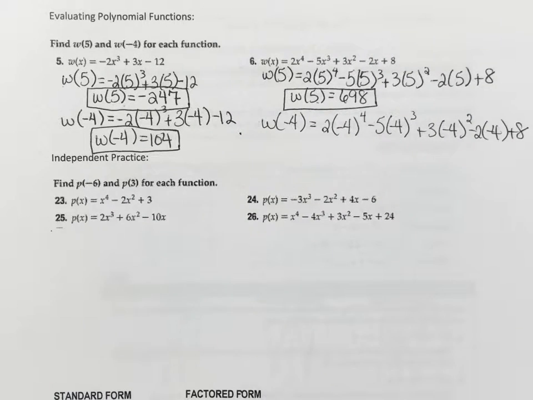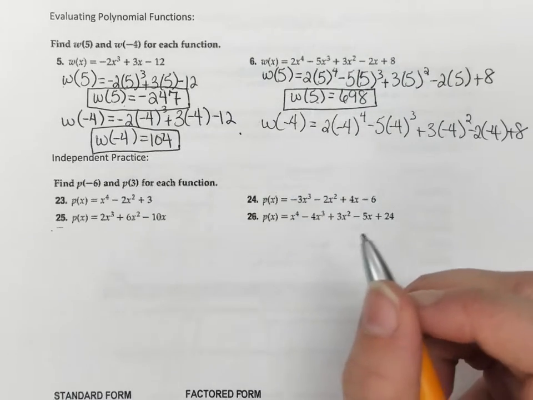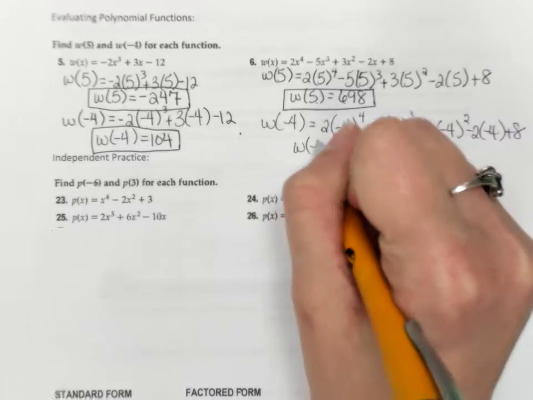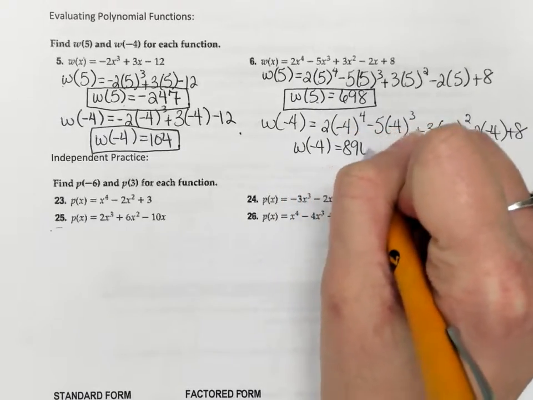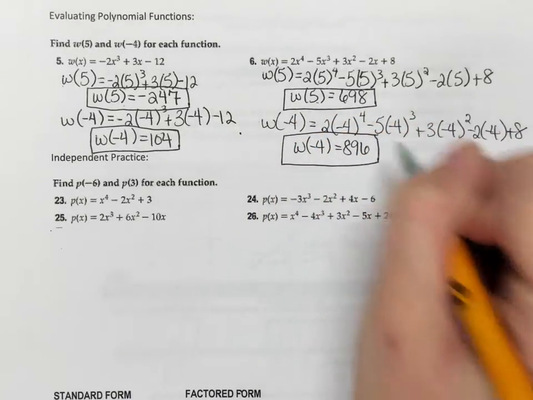All right, what'd y'all get for this one? 896? Look, I'm sitting here running my mouth. I haven't even finished it yet. Thank you, ma'am. I got 896, too. Y'all okay?